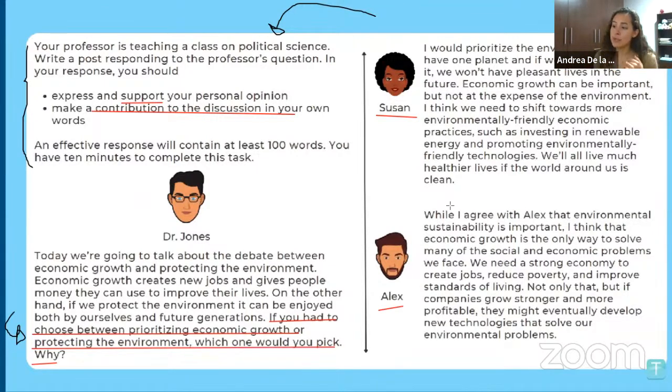You need to talk about your opinion answering this question, and you need to make sure that you are being part of this discussion, that you're showing that you understand, that you're part of the class, and that you take into consideration Susan and Alex's responses as well. Okay, guys? You need to do all of this in, let's say, 100 words as a minimum, and you get 10 minutes to do everything. That is to read the professor's post, to read your classmates' posts, and write your post. Okay, guys? Is it clear?